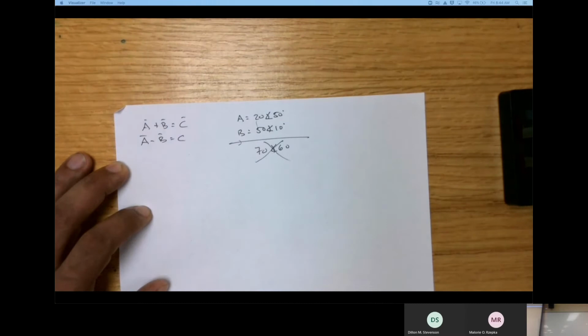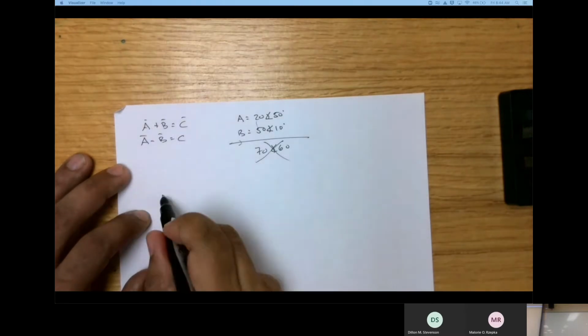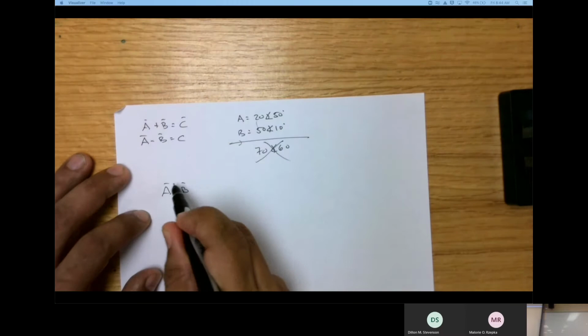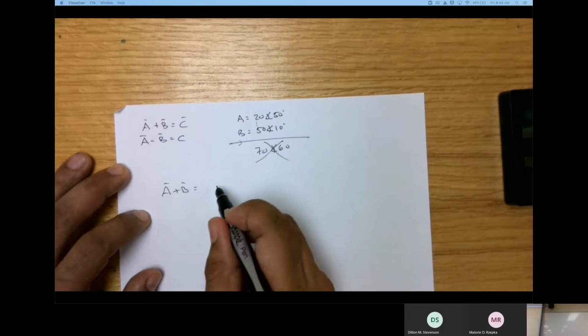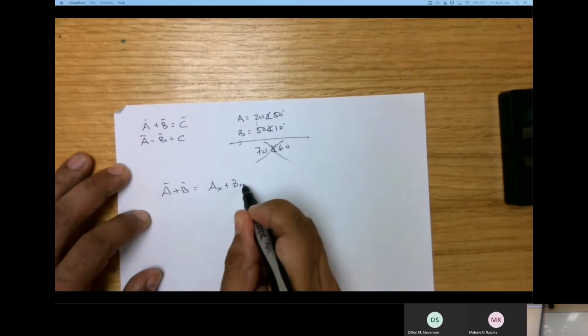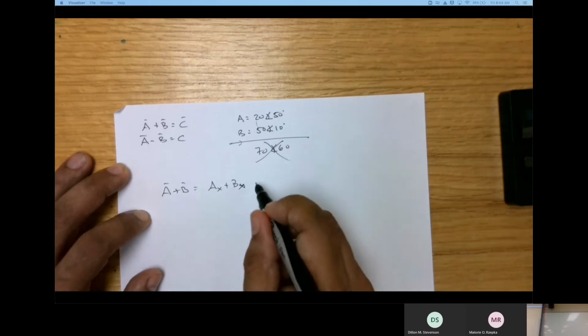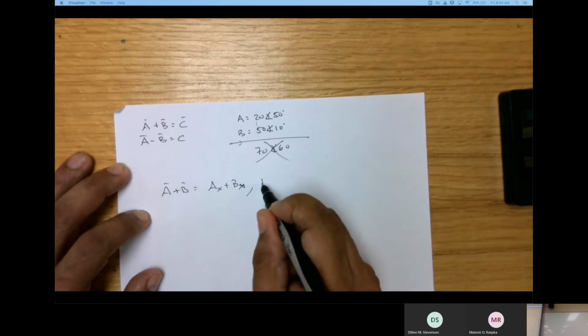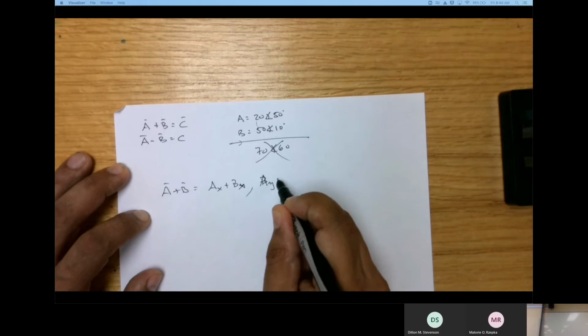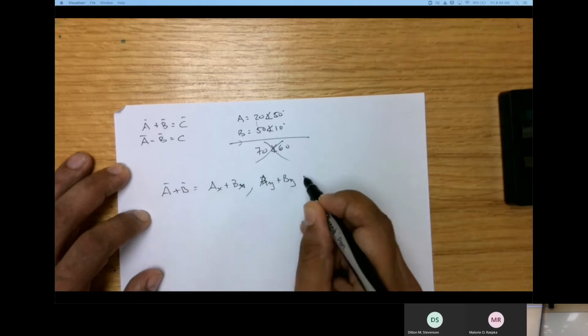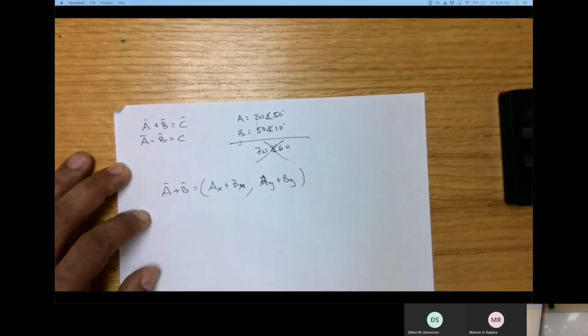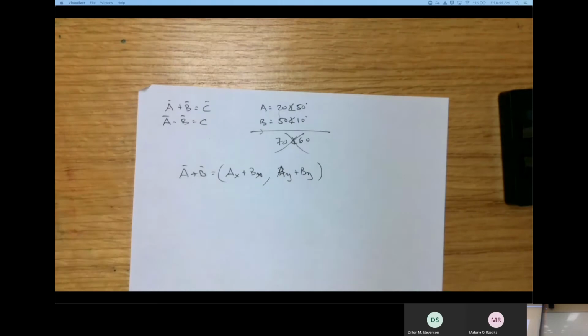You cannot add vectors like that. The only way you can make operations with vectors is by adding the individual components. So if you want to do A plus B, then you need to add the x component of each vector, and then the y component of each vector. So in order to do any operations with vectors, you need to decompose them, add the components, and then you can calculate the magnitude of the resultant vector.